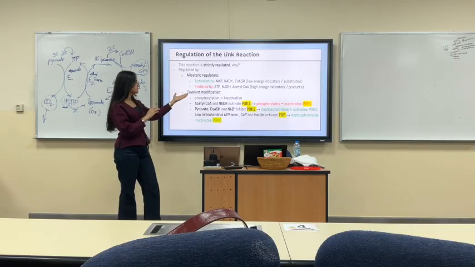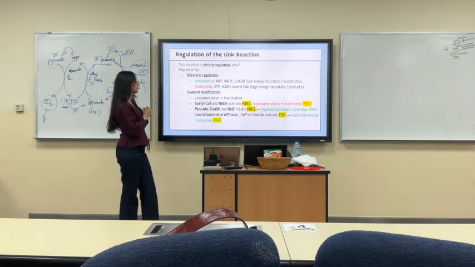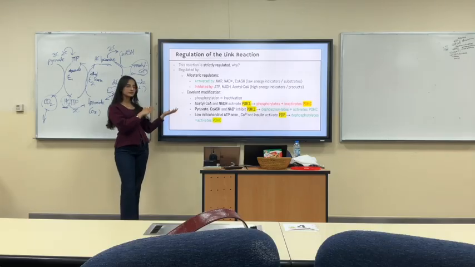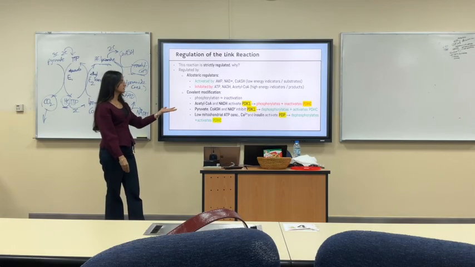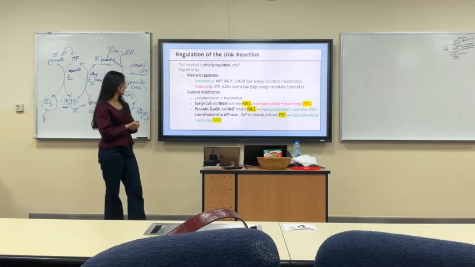As for NAD plus and coenzyme A, they are substrates, or reactants, of this reaction. So when we have more NAD and coenzyme A, the reaction will be activated. And the opposite is true. When we have ATP, it's a high energy indicator. NADH and acetyl-CoA are products, so this will inhibit the reaction, or it will inhibit the enzyme.